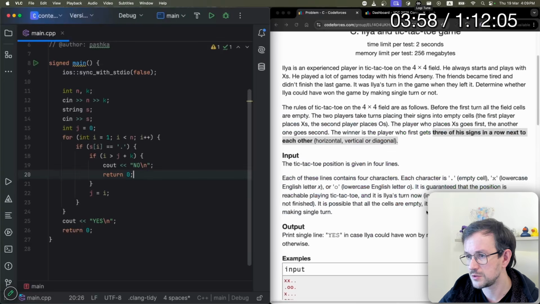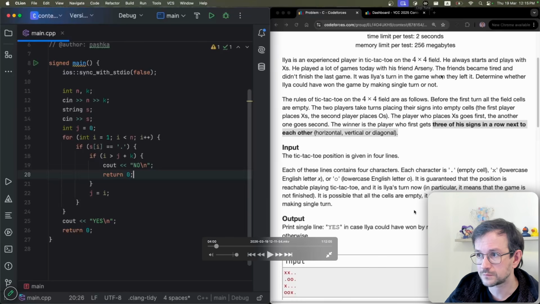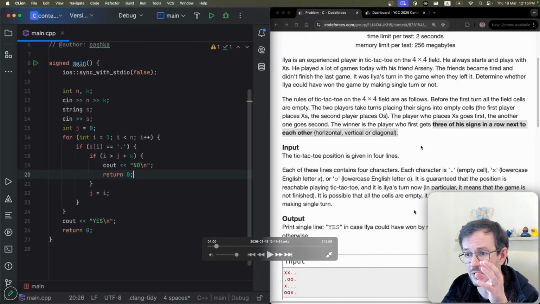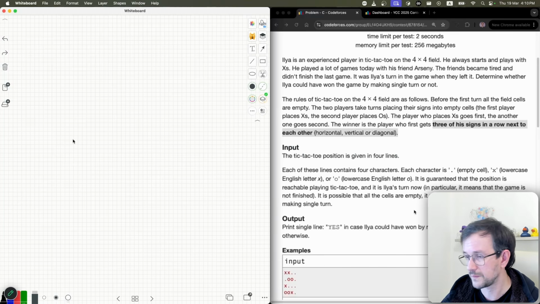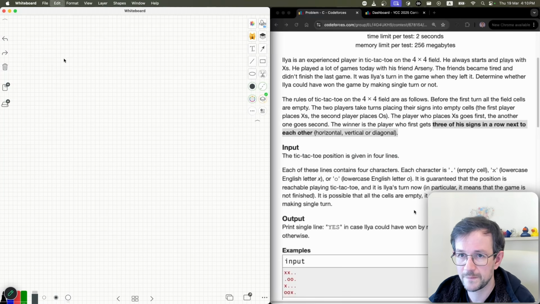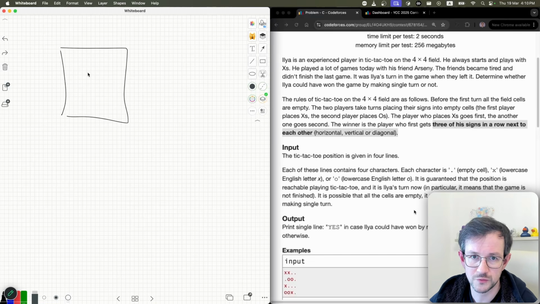Problem C. Again, they just tell you what you need to do. So you have a 4x4 field, and you need to check if it's possible to put another cross, so that you have 3 crosses in a row. Many ways to do it. For example, again, it's a 4x4 grid, you can check all possible moves. So there are 16 possible moves. You make the move, and now you need to check if there exist 3 crosses in a row.